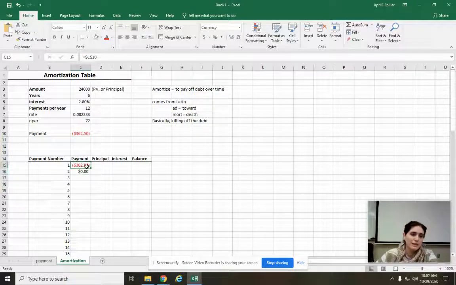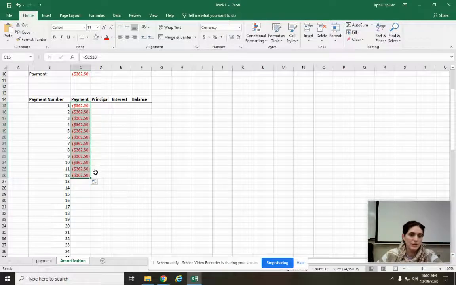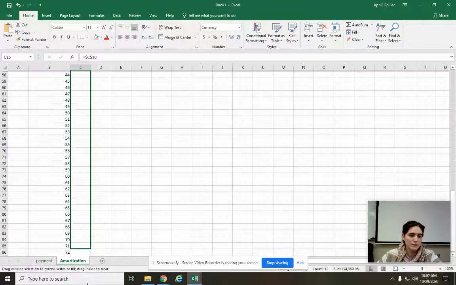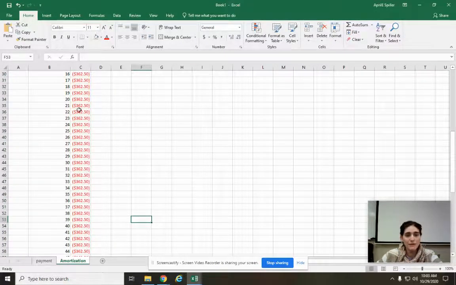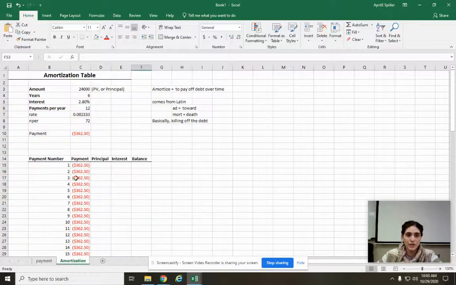So now if I click and drag that, I don't have to bother with erasing it. When I drag it, it's going to write over the top of it anyway. Ta-da. So I'm going to do that all the way down to 72. So your payment for the entire 6 years is $362.50. That doesn't change.